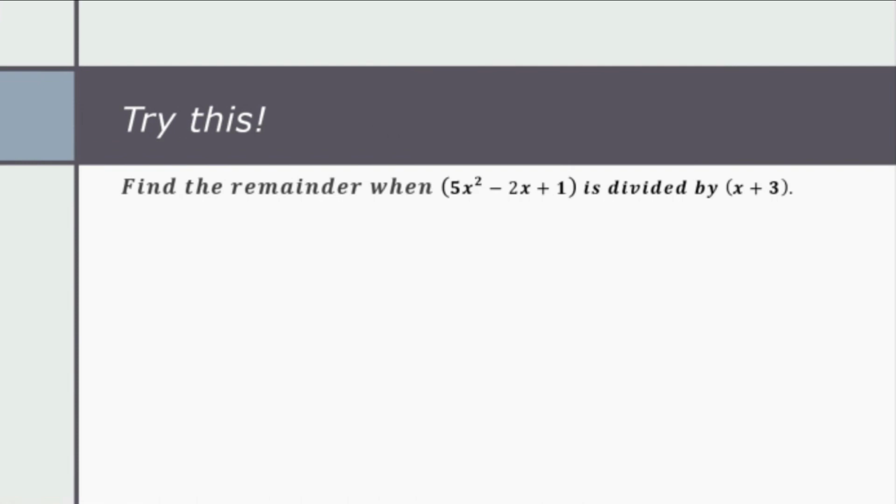Now, get your pen and paper and try to solve for the remainder of 5x raised to 2 minus 2x plus 1 when it is divided by x plus 3. Again, find the remainder when 5x raised to 2 minus 2x plus 1 is divided by x plus 3 using the remainder theorem. I will give you 30 seconds to solve for this one. Your time starts now.